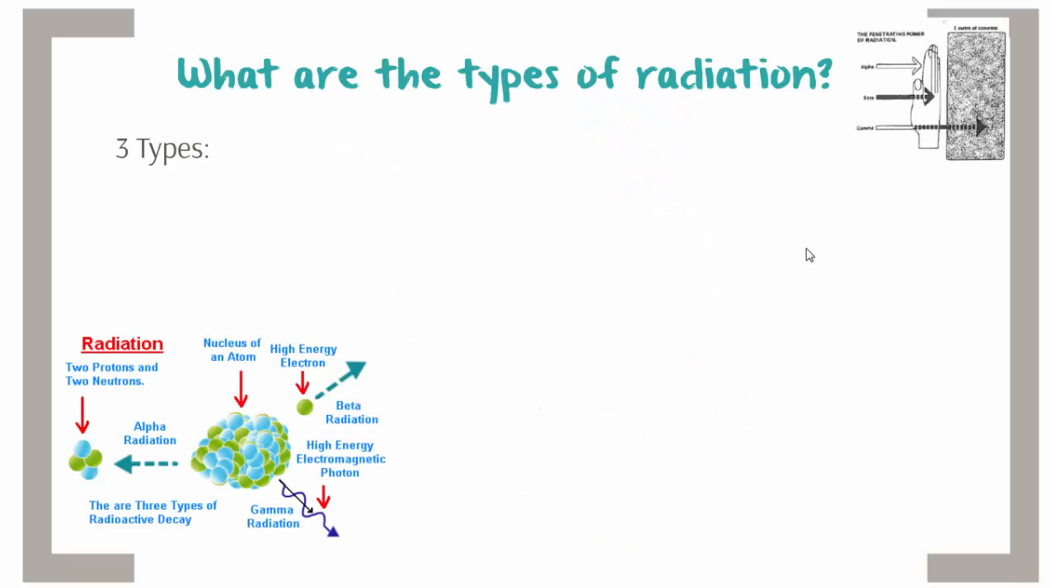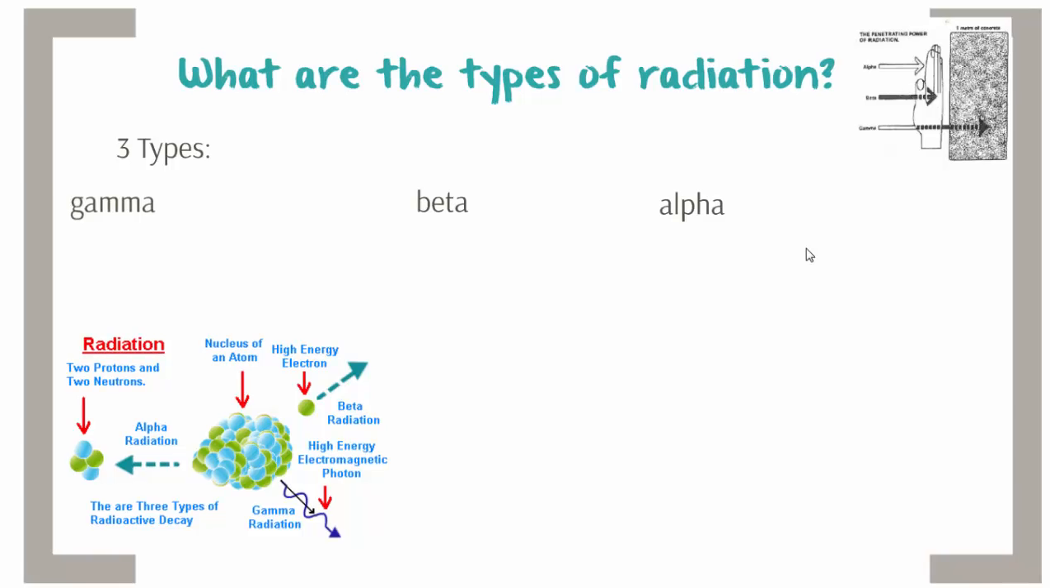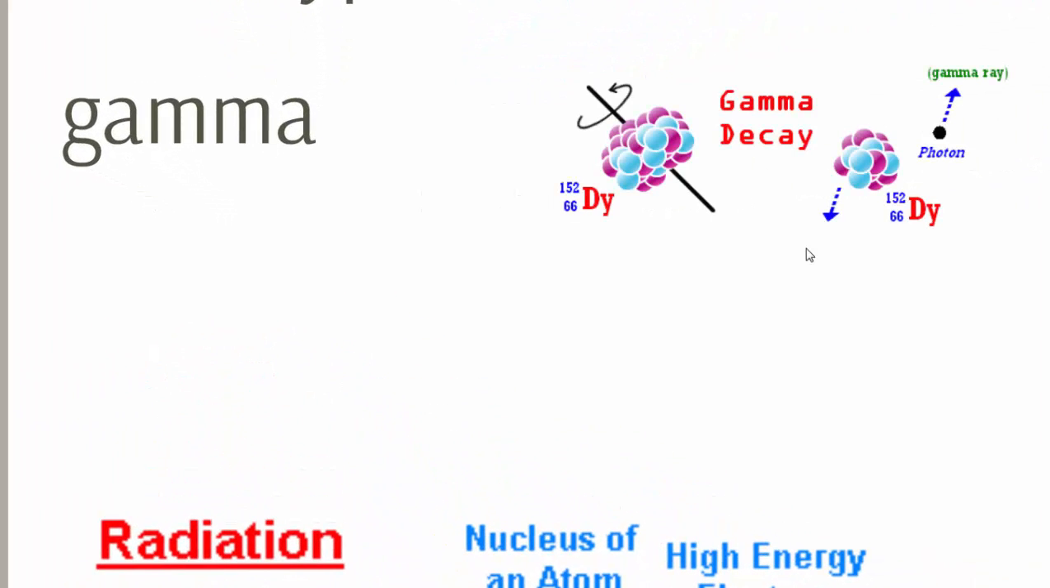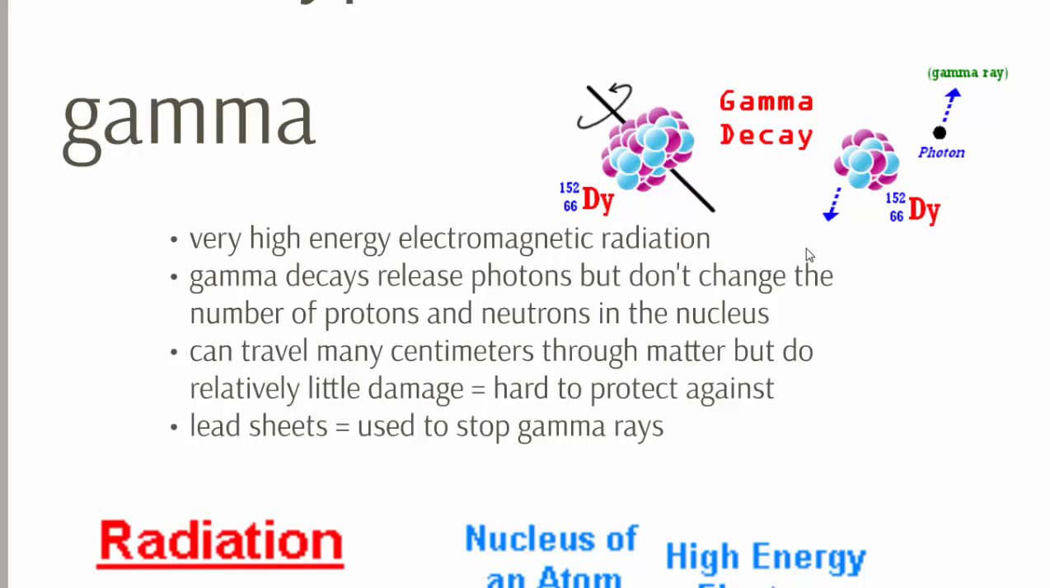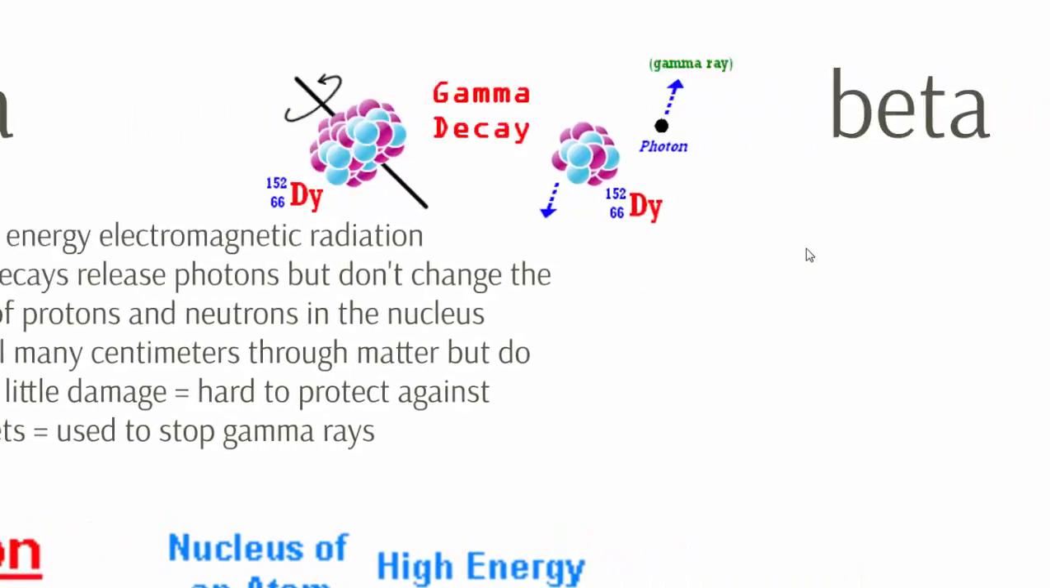So what are the types of radiation? There are three different types. We have gamma, beta, and alpha. We're going to go through gamma first. This is a very high energy electromagnetic radiation. Gamma decays release photons but don't change the number of protons and neutrons in the nucleus. And they can travel many centimeters through matter but do relatively little damage. So these are kind of hard to protect against. The way to protect against them is using lead sheets. That's what stops gamma rays, because gamma rays have so much energy.